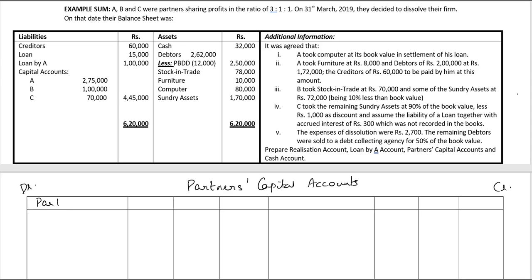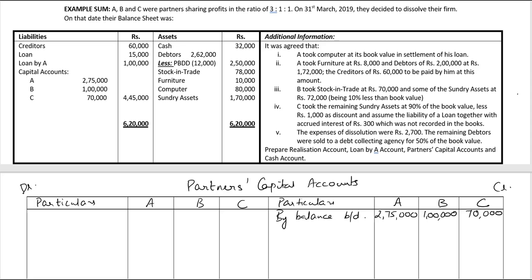We have particulars: a column for partner A, a column for partner B, and a column for partner C. And again on the credit side, we have particulars: a column for partner A, a column for partner B, and a column for partner C. Let's bring down the balance of capital accounts first. By balance brought down, 2,75,000 in the case of partner A, 1 lakh rupees in the case of partner B, and 70,000 rupees in the case of partner C.